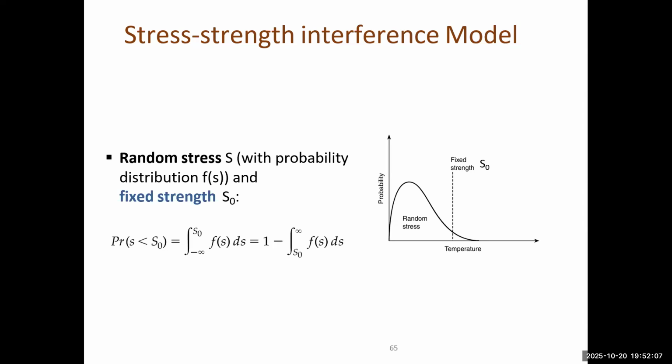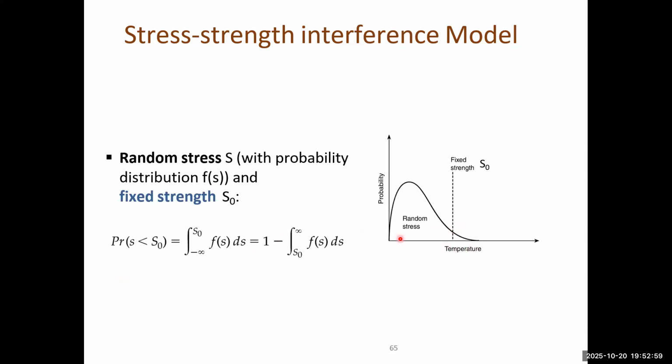The stress S, however, is random and follows a probability density function Fs. This function Fs describes the likelihood of different stress levels occurring. So the question is, what is the probability that the random stress will be less than our fixed strength? This probability is our reliability, right? Mathematically, we find this by calculating the area under the stress probability curve, Fs, for all values of S that are less than S0.